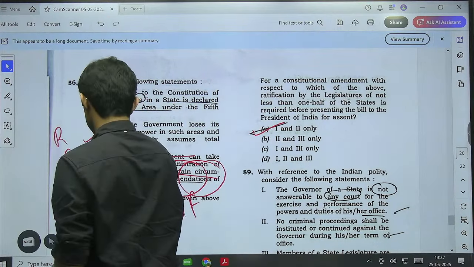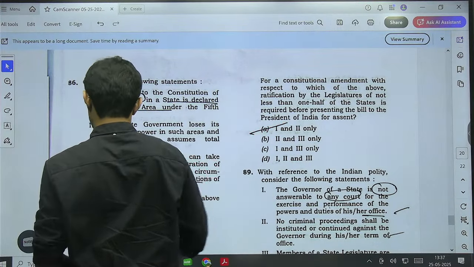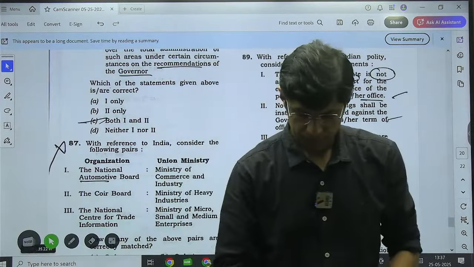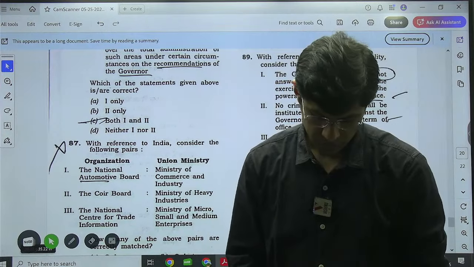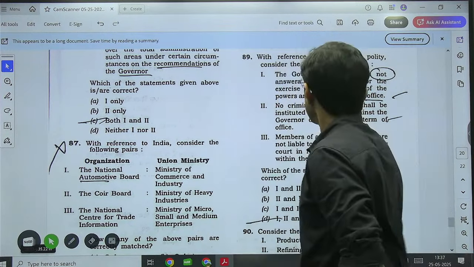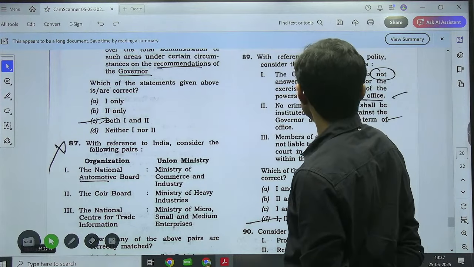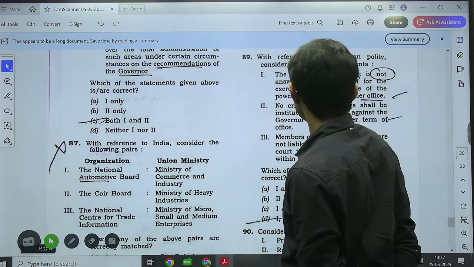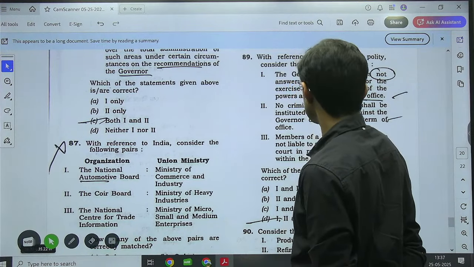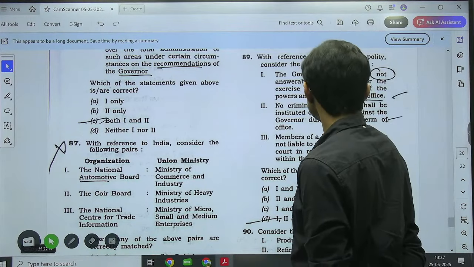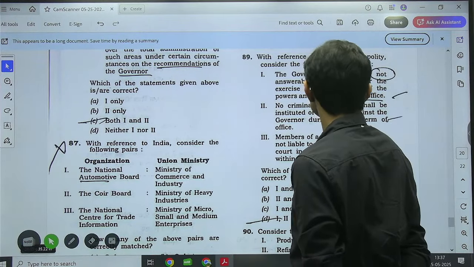Next question. '89 question with reference to the Indian polity. Consider the following statements. The governor of a state is not answerable to any court for exercise and performance of the powers and duties of his or her office.